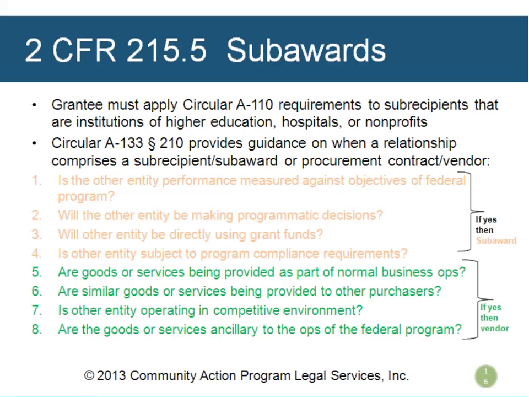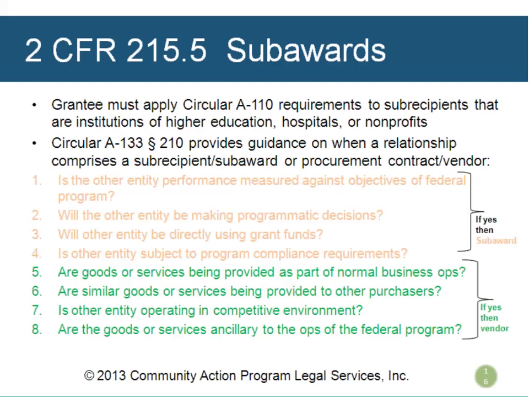Okay, so now let's revisit subawards. We touched on these briefly on Tuesday's session. So with subawards, remember, you must apply A110 to subrecipients that are institutions of higher education, hospitals, and nonprofits. OMB Circular A133 provides guidance on when a contract forms a subrecipient relationship and when it forms a contractor-vendor relationship.